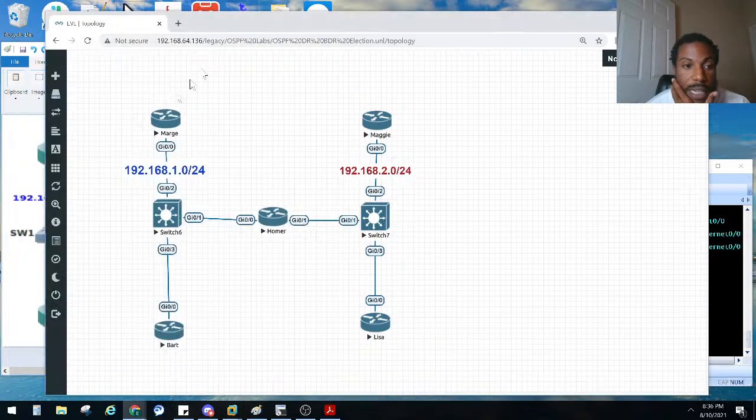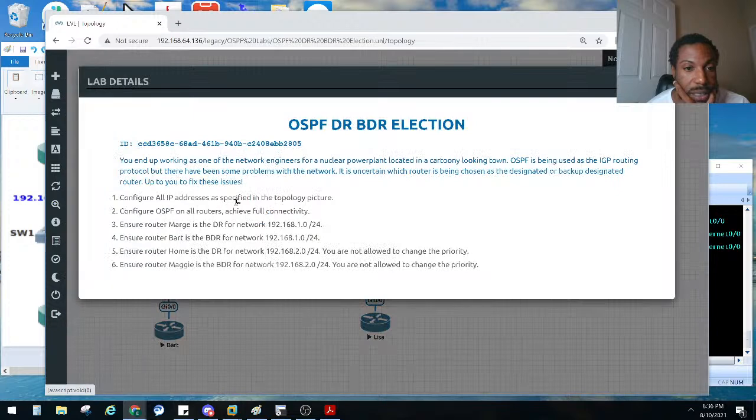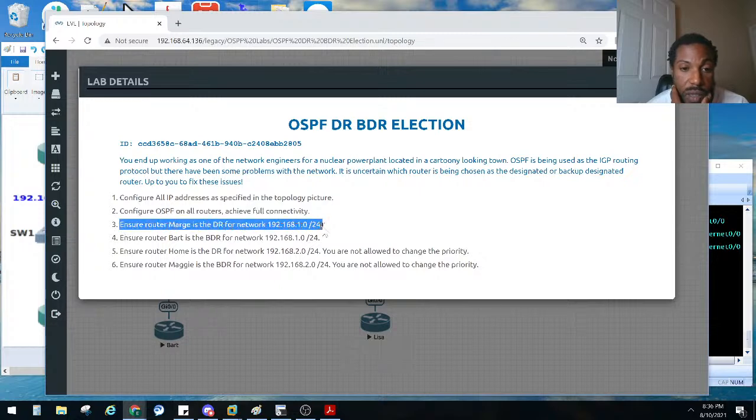What was the next step? Next step. Lab details. Configure OSPF on all routers. Achieve full connectivity, which we've done. We're on step 3 out of 6. So we have that done. Ensure router Marge is the DR for network 1.0. Ensure Marge is the DR for network 1.0.